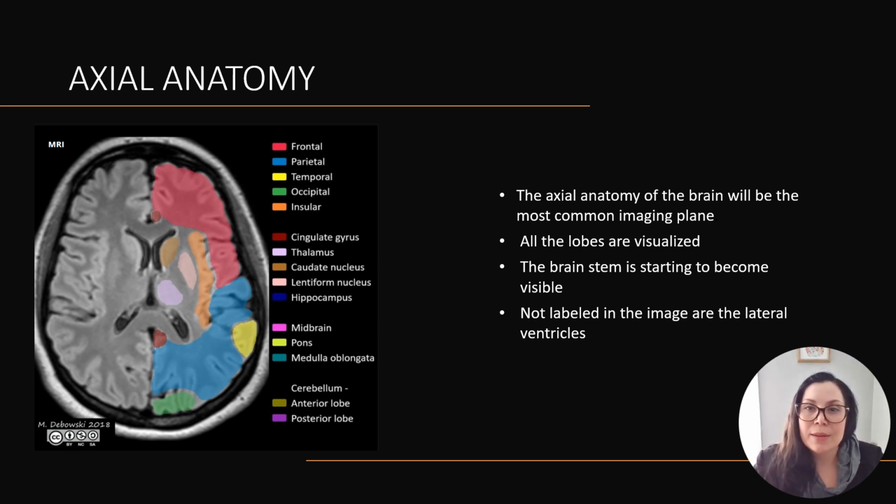Not labeled on the image are the dark areas in the middle of the brain. These are the ventricles where the cerebrospinal fluid, or CSF, circulates. There are two anterior horns of the lateral ventricles, right here, and two occipital horns of the lateral ventricles, right back here.